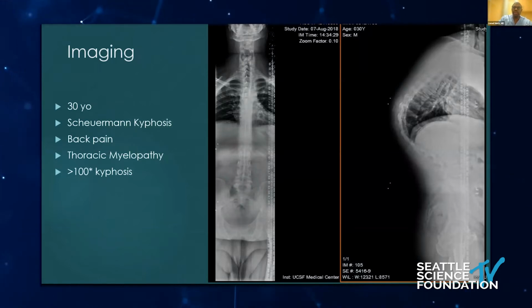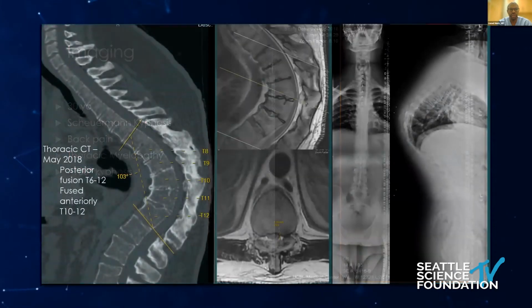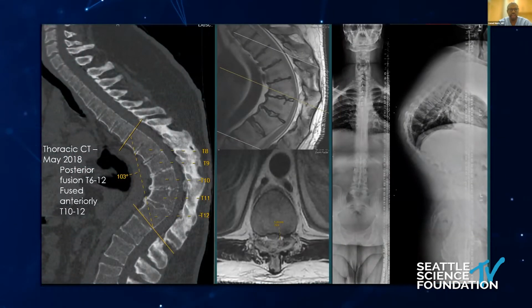This is an example of a severe Scheuermann's, a 30-year-old who presents with more than 100 degrees of kyphosis and thoracic myelopathy. He had been offered surgery, and his parents had declined as a teenager. In this case, he's gone on to autofuse the apex of his deformity posteriorly from T6 to T12, and anteriorly across the apex from T10 to T12.